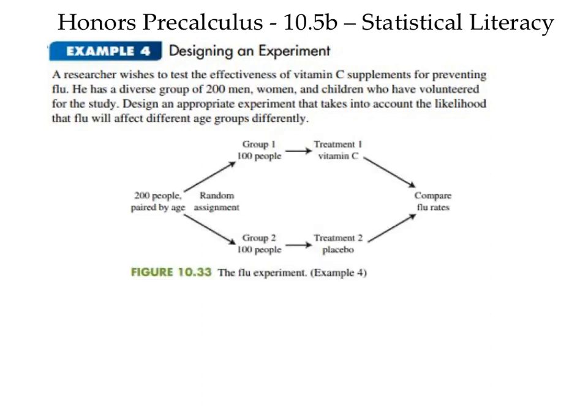So begin by pairing the 200 people by age. For each pair, randomly assign one of the pair to group 1 and one to group 2. In group 1, you get treated with vitamin C. In group 2, you get treated with a placebo. You wait out the flu season and compare flu rates.